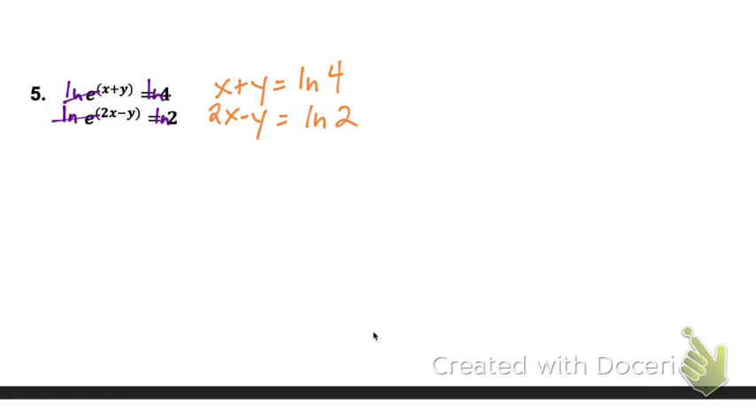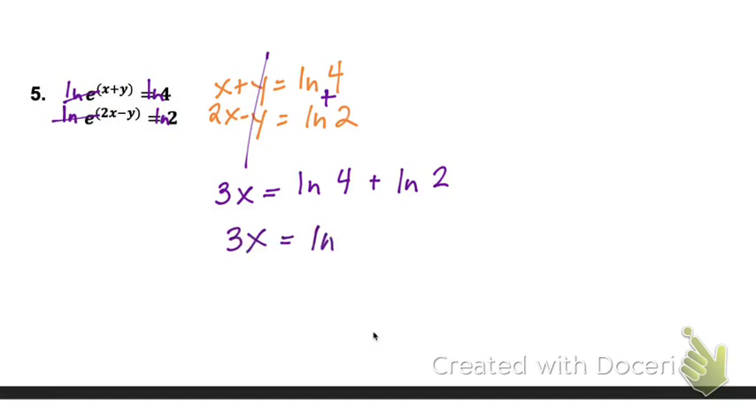Now I can use what method? Elimination. The y's are already going to cancel. So 3x equals, if I'm adding two ln's, like ln 4 plus ln 2, how does that get condensed? Ln of 8.